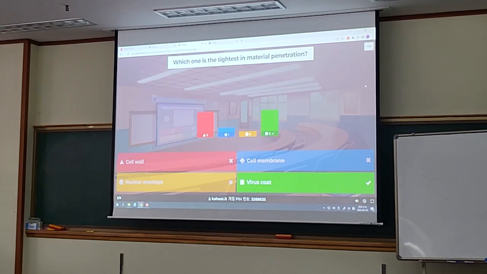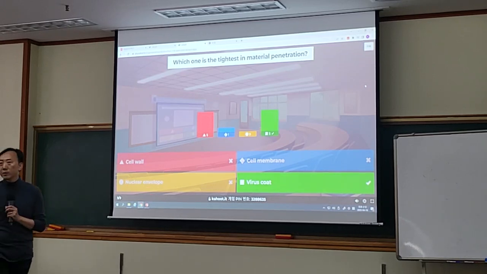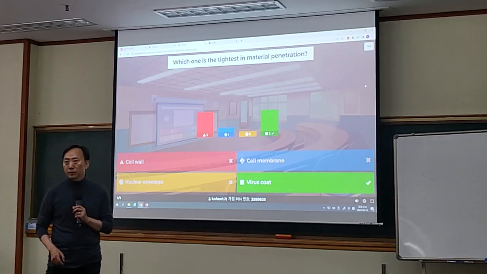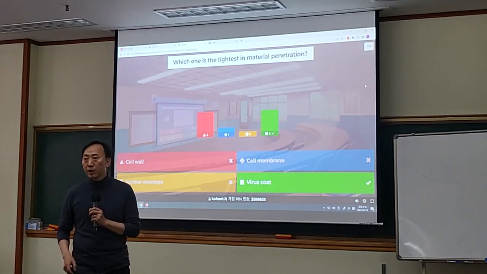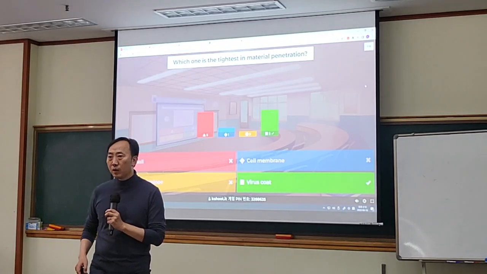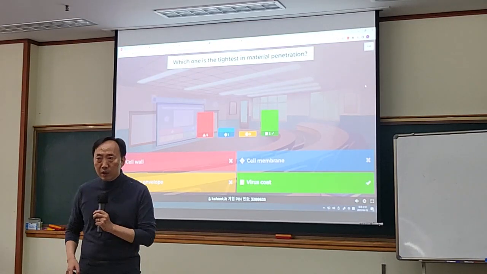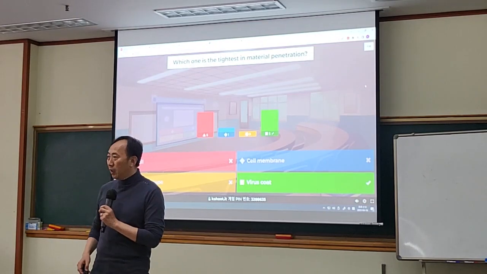Okay, let's see. If you compare cell membrane and nuclear envelope, which one is more permeable? Nuclear membrane and cell membrane. Which one is more permeable? Nuclear membrane, because? What is it composed of?